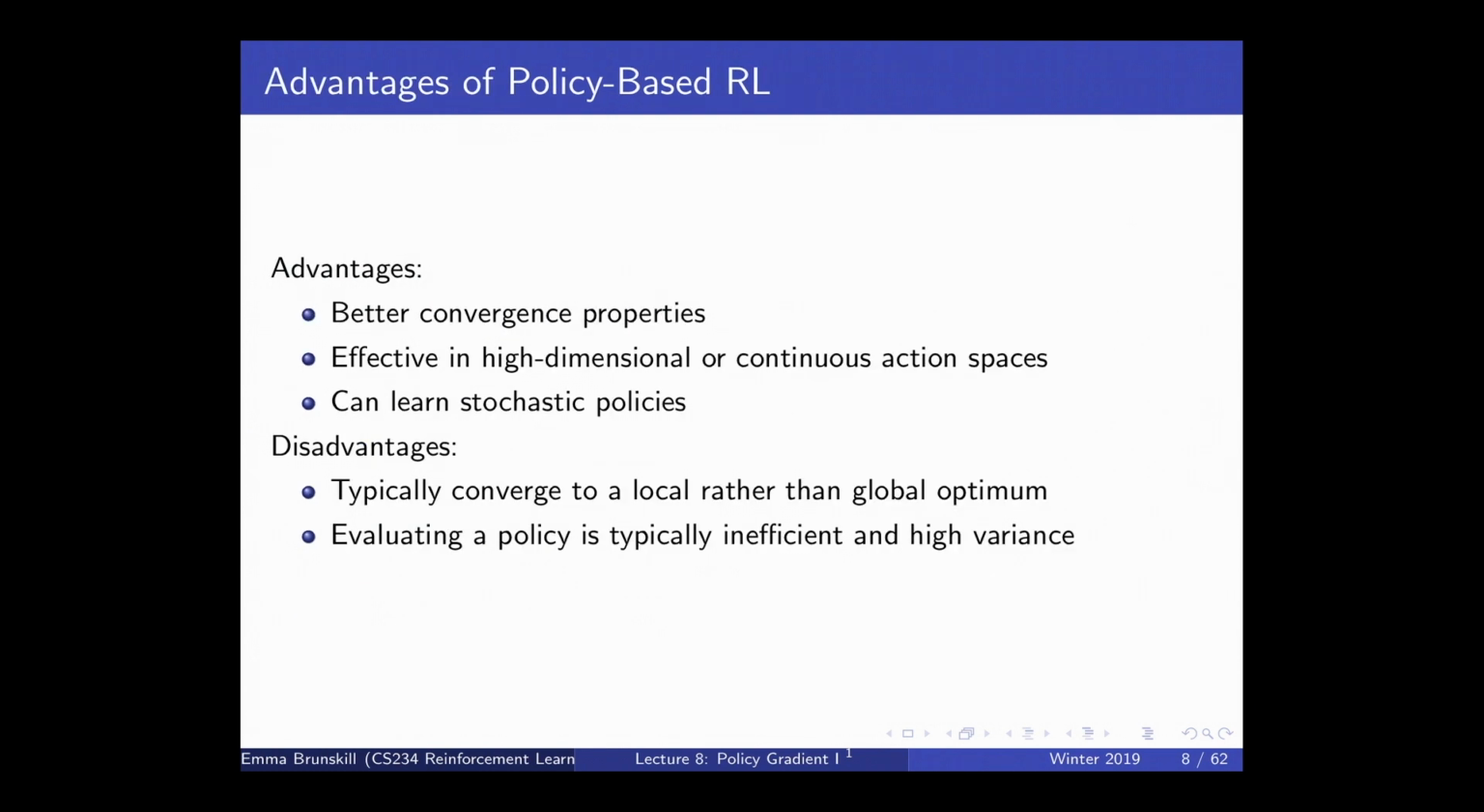So why would you want to do this? It goes back a little bit to what we were talking about last week with imitation learning. For imitation learning, we talked about the fact that sometimes it's hard for humans to write down a reward function, and so it might be easier for them just to demonstrate what the policy looks like. Similarly, in some cases, maybe it's easier to write down a parameterization of the space of policies than it is to write down a parameterization of the space of state action value functions. In addition, they're often much more effective in high-dimensional or continuous action spaces, and they allow us to learn stochastic policies, which we haven't talked very much about so far, but I'm going to give you some illustrations about where we definitely want stochastic policies.